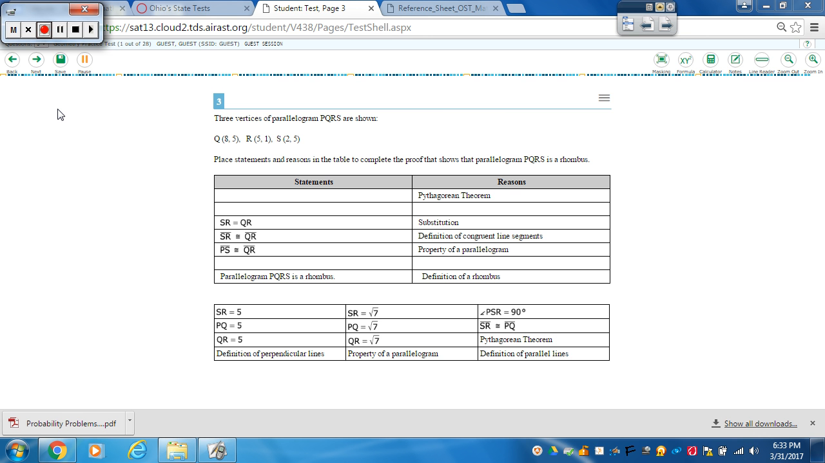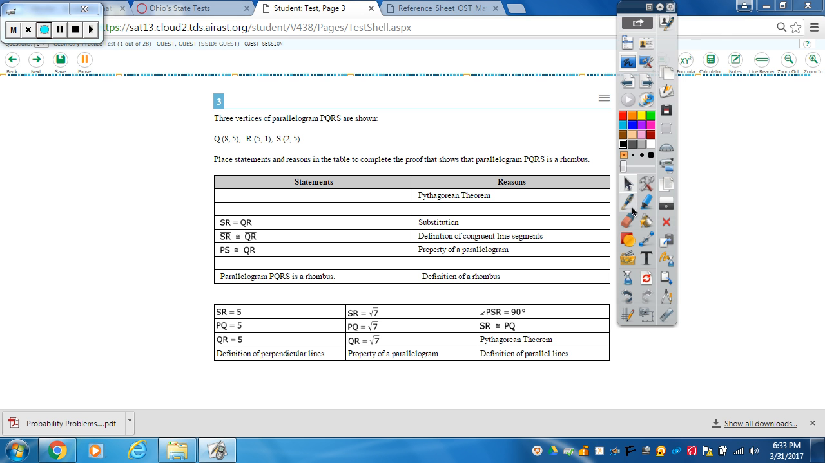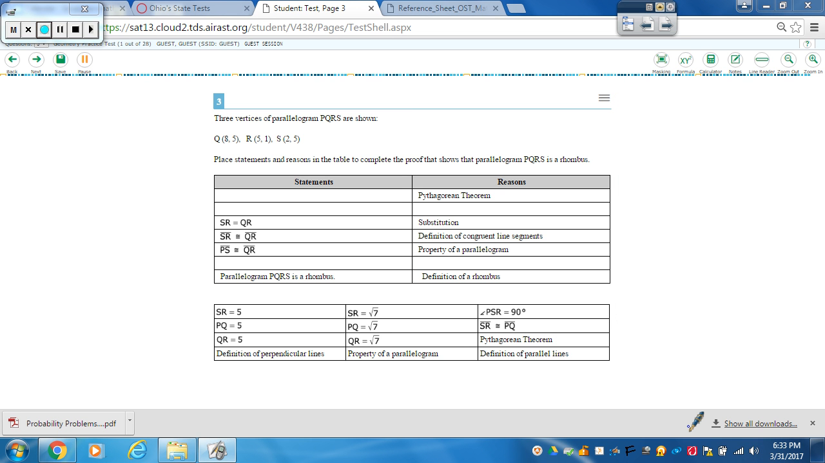So what we're looking at, I think the best thing to do at this point in time is probably to draw this out, because I'm going to be honest with you, I don't think the proof is very well worded here. But if I go ahead and put down the 3 vertices, okay, we've got Q, which is at 8, 5. 1, 2, 3, 4, 5, 6, 7, 8. 1, 2, 3, 4, 5. Here's Q.